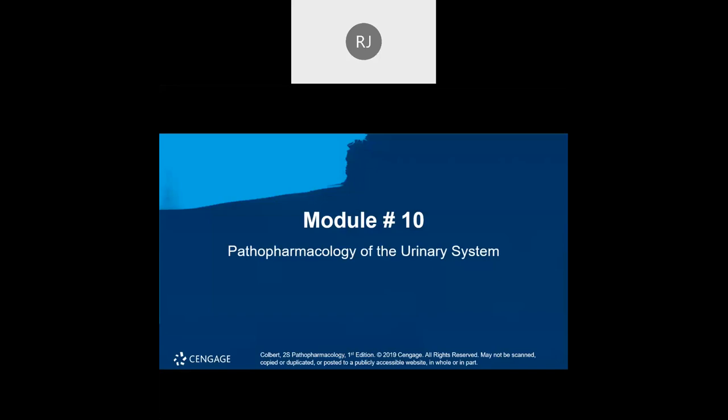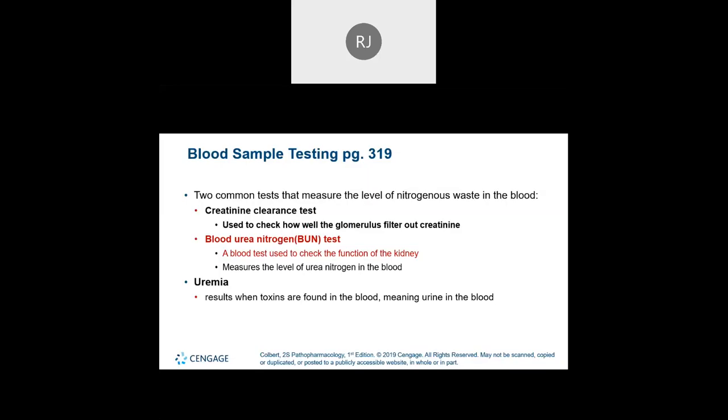Module 10 starts on page 312 and talks about the urinary system. We have two common tests that measure the level of nitrogenous waste in the blood. We have a creatinine clearance test, which is used to check how the glomerulus filters out creatinine, and we have a BUN test. If you've ever had blood tests, a lot of times they'll check these. It's just common tests that they usually do. A BUN test is a blood test used to check the function of the kidney, and it measures the level of urea nitrogen in the blood.